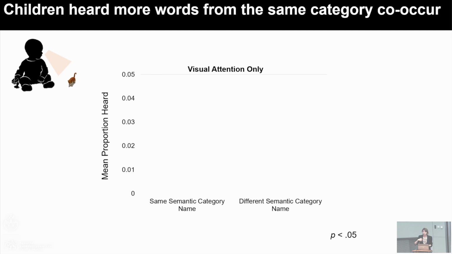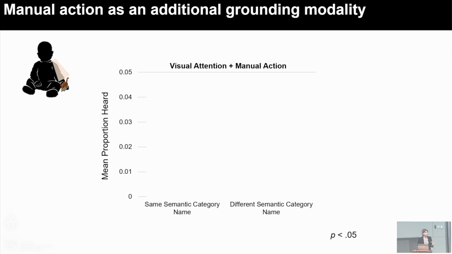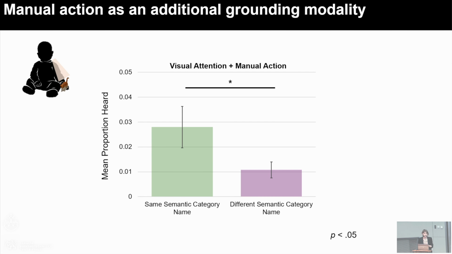And if we plot that, just the mean proportion of times that they heard a word from the same and different semantic category when attending to the same object across multiple instances, what we saw is that they were more likely to hear a word from the same semantic category co-occur. We also assessed this when children were not just attending to objects, but also holding objects, assuming that manual holding provides an additional grounding modality. And we again see the same result. So children are hearing more words from the same semantic category co-occur during these bouts of multimodal attention to the same object. And they might be using these co-occurrence frequencies to more efficiently infer semantic relations.